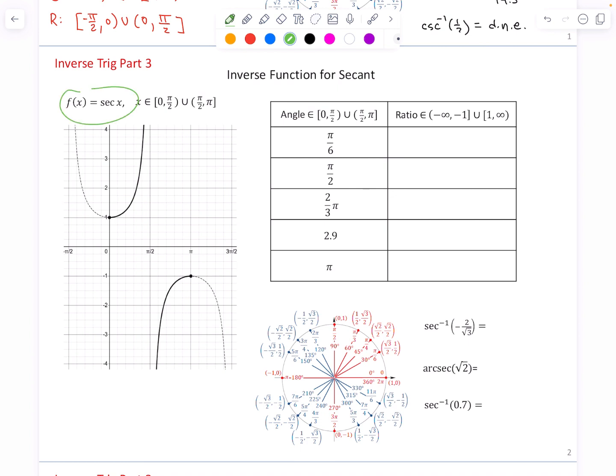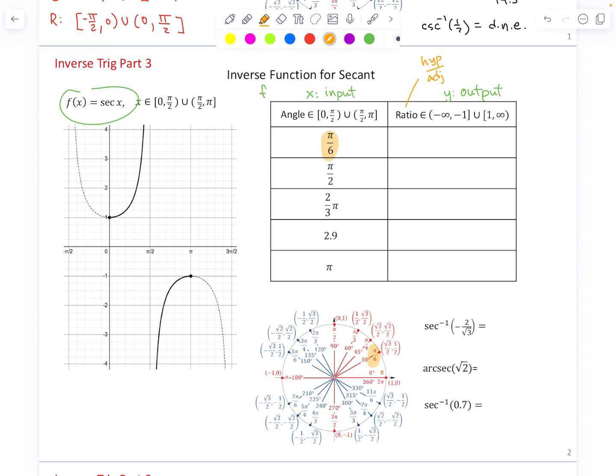So this function f will input an x-coordinate, which will be an angle, somewhere between 0 and pi, but excluding pi halves because that's where the asymptote is. The secant of pi halves does not exist. And we'll output a ratio, and for secant, that ratio is the reciprocal of cosine. Cosine is adjacent over hypotenuse, so secant is hypotenuse over adjacent, and we'll consider this ratio a y-coordinate, which is the output. So secant of pi 6, let's use the unit circle to help us with that.